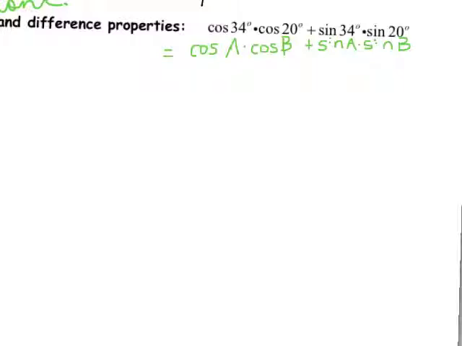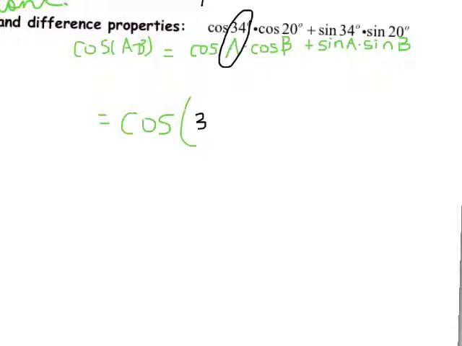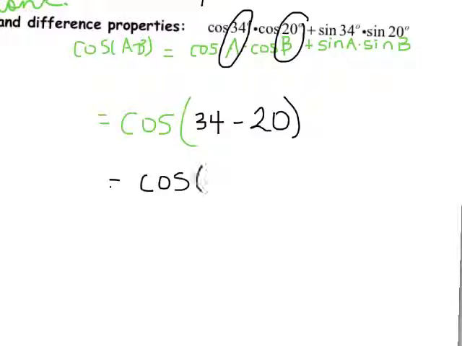And that's equal to, if you look on the other side, cosine of a minus b. So we can simplify all of this to cosine of a minus b, where the formula chart is matching up. 34 is going to be our a value and 20 is our b value. So that's going to be cosine of, so again, 34 is a and 20 is b, and 34 minus 20 is 14.